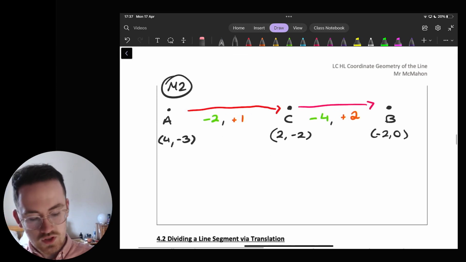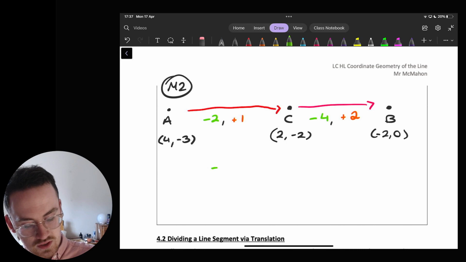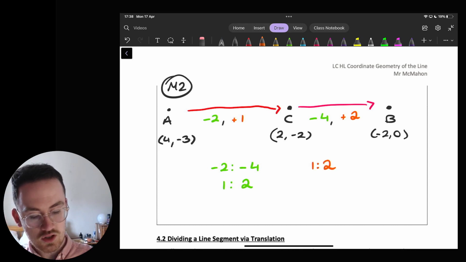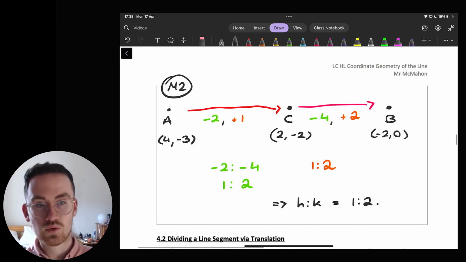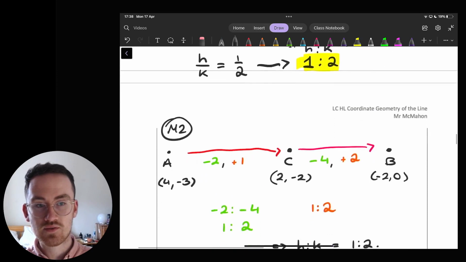So lining those up, if we take the x parts first, -2 is to -4, which of course gives me 1:2. And the same thing occurs with the y coordinates. I get a ratio of 1:2, which suggests to me then that h is to k is equal to a ratio of 1:2. And that's the same as we had from the first part.